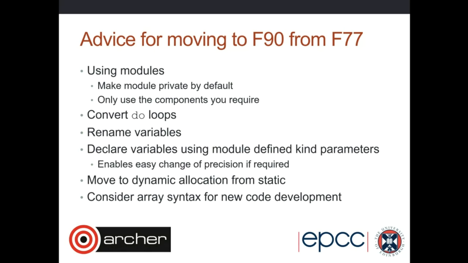Consider array syntax. And one that can be very useful is moving from static allocation to dynamic allocation. I've seen Fortran 77 codes in the past which have used malloc from the C library, or there is actually a GNU intrinsic malloc to do dynamic memory allocation using C mallocs and frees from Fortran. If you have such code, it's probably much safer to move to a Fortran allocate and deallocate, because it gives you automatic allocation and automatic deallocation of arrays once they go out of scope.